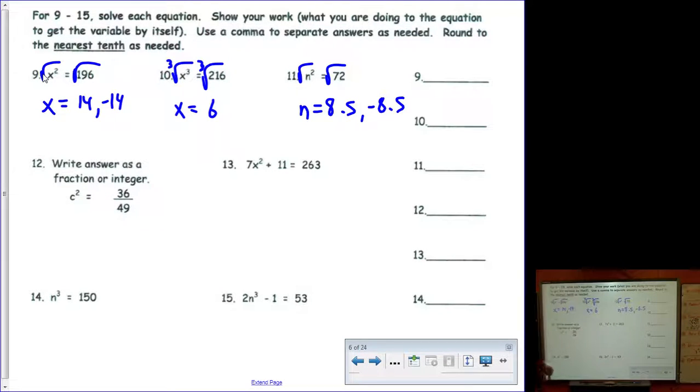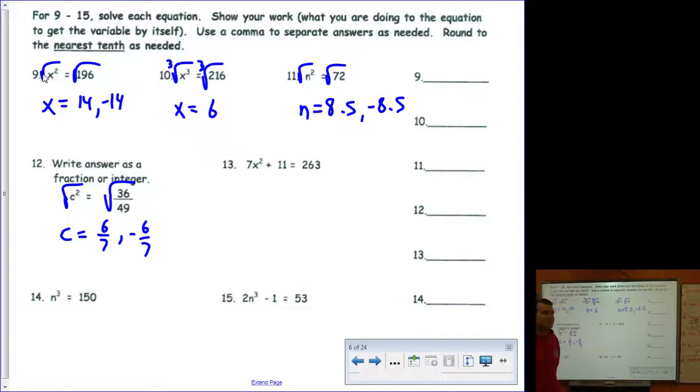Number 12, again, I'm squaring the c. So to get rid of the square, I need to take the square root of both sides. And I would find out that typing that into my calculator, I get 6/7 or -6/7.